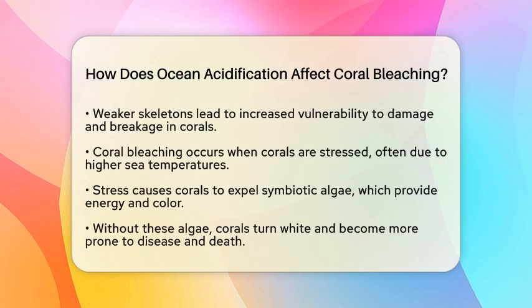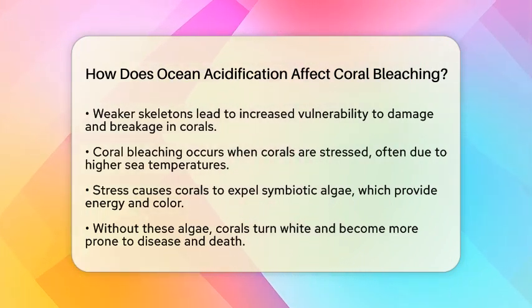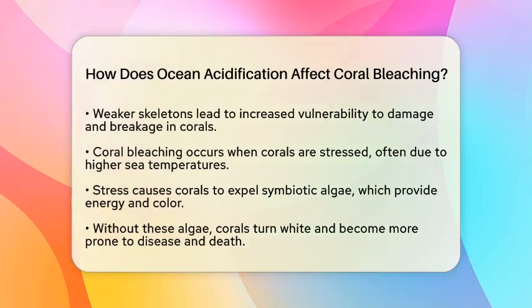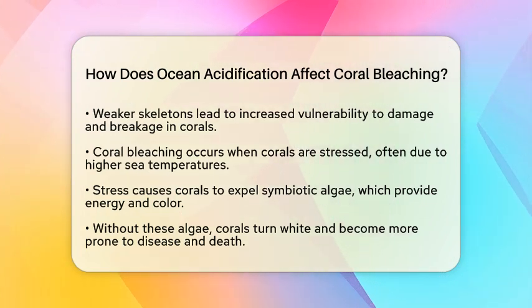Coral bleaching occurs when corals are stressed, often due to elevated sea temperatures. When stressed, corals expel the symbiotic algae that live within their tissues. These algae provide corals with energy through photosynthesis and give them their vibrant colors. Without these algae, corals turn white and become more susceptible to disease and death.